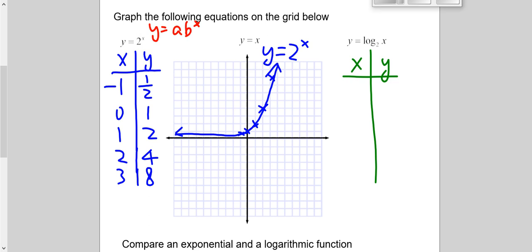Okay, so let's pick a few points. Let's do -1 here. Plug that into your graphing calculator. This one I'll walk you through because I want you to see something. So log base 2 of -1.